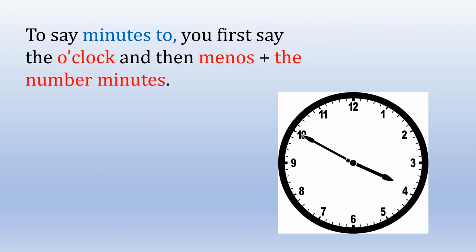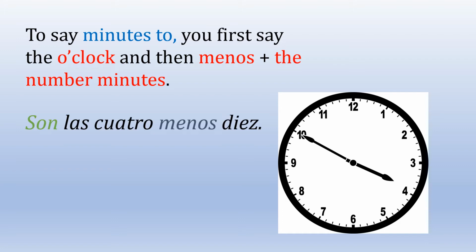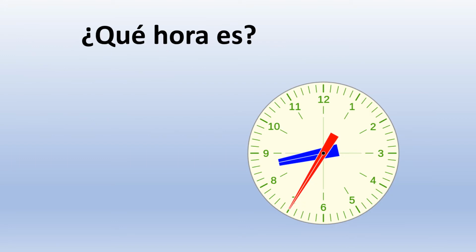We know how to say minutes past, but how do we say minutes to? Well, again, you first say the o'clock, and then menos, which means minus in Spanish, and then the number of minutes. So 10 to 4 would be son las 4 menos 10. Okay, time for you to have a go. How would we say 25 minutes to 9? Pause the video and when you're ready to see the answer, press play.